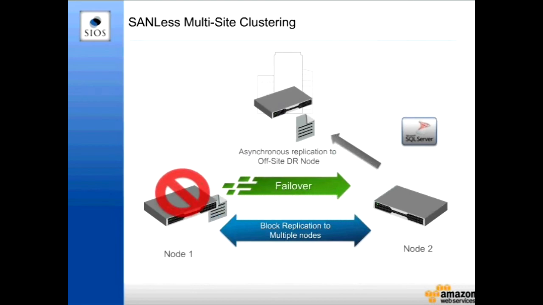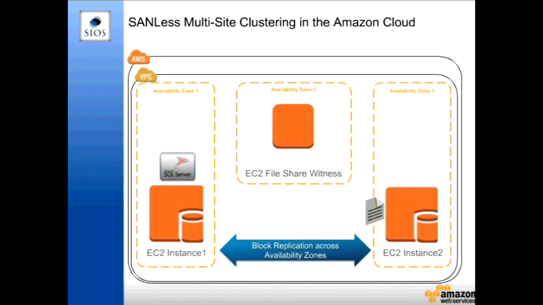So let's look a little bit more specifically at how this is typically implemented up in EC2. So for maximum availability, you want to place your cluster nodes in different availability zones. So here I have an example where I've got a two-node cluster, instance 1 and instance 2, in different availability zones, and the data is being replicated in real time.